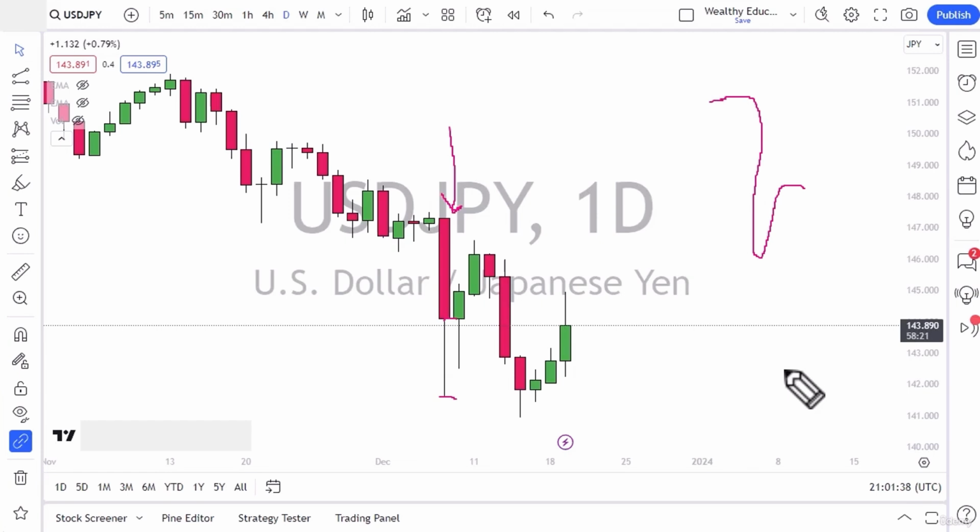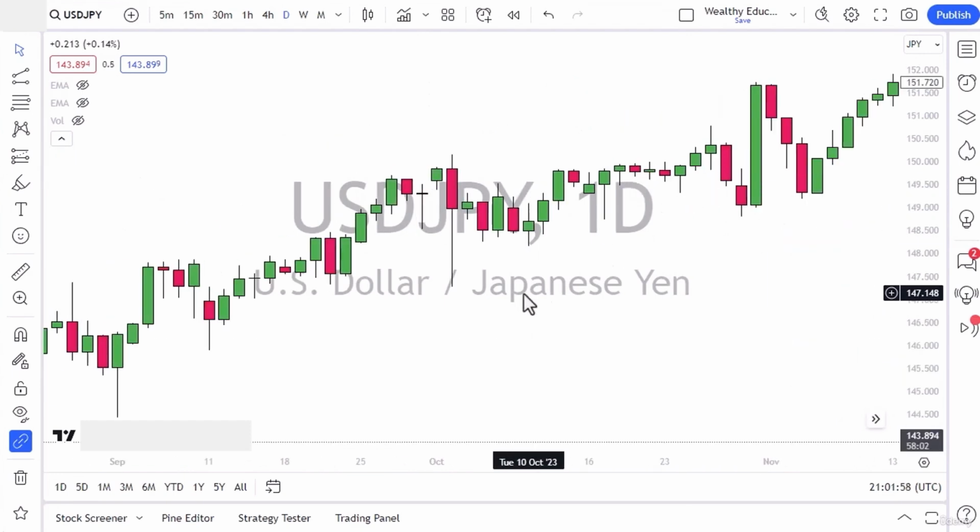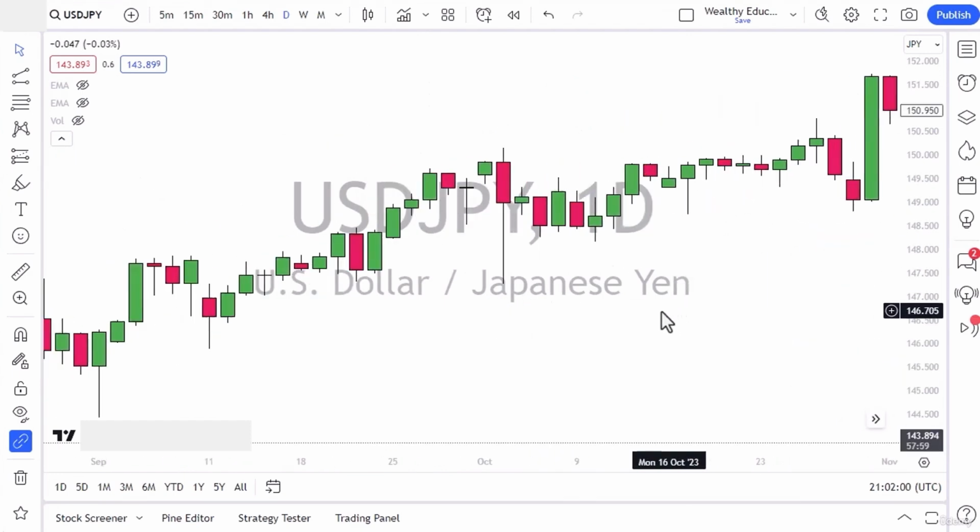Long wicks don't have to mean anything, but they can mean that there is support coming in, in this case, because if you think about it, buyers are coming in to pick this up. Sellers cannot keep it down. Now, we made another attempt, but we have bounced again. This is the power of the candlestick more than anything else because it shows it so clearly.